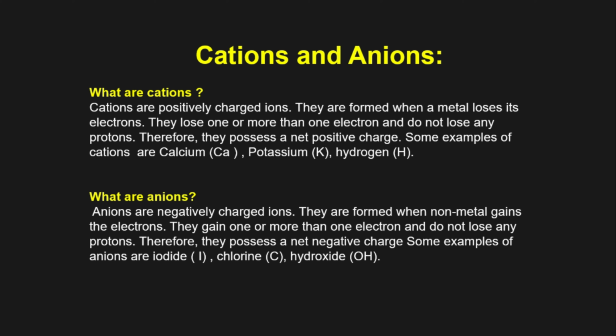Now, what do we know anions are? Anions are negatively charged ions. They are formed when a nonmetal gains electrons. They gain one or more than one electron and do not lose any protons. Therefore, they possess a net negative charge. Some examples of anions are iodine, chlorine, and hydroxide.